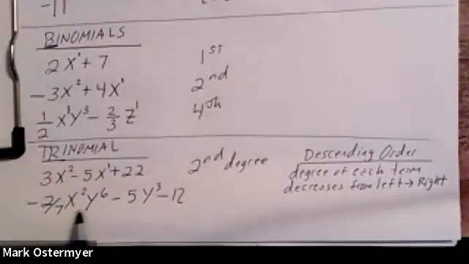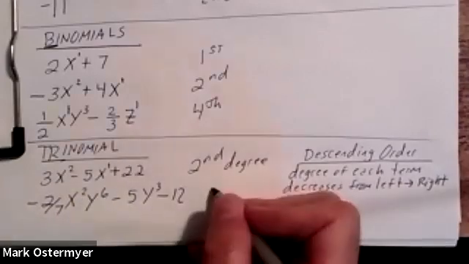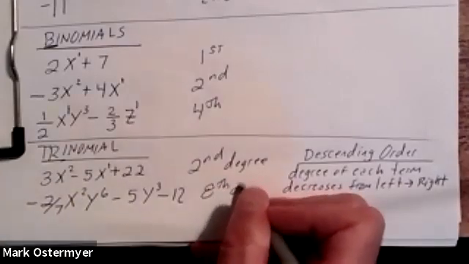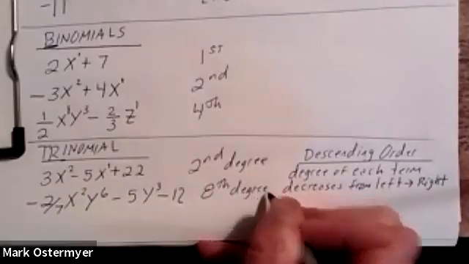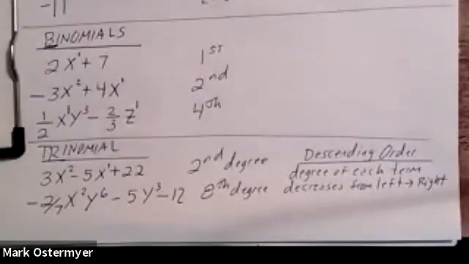Here's an example of a trinomial. Negative 2/7 x squared y cubed minus 5y cubed minus 12. The highest degree term would be this first term, which is of degree 8. So this would be an 8th degree trinomial. So we automatically choose the highest degree term. Yep. So the degree of a polynomial in general is equal to the highest degree term.